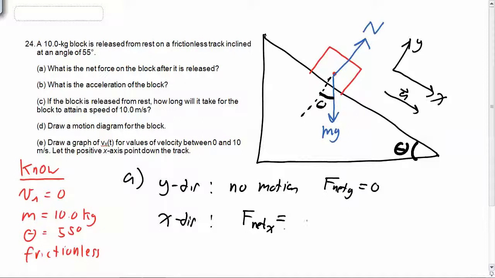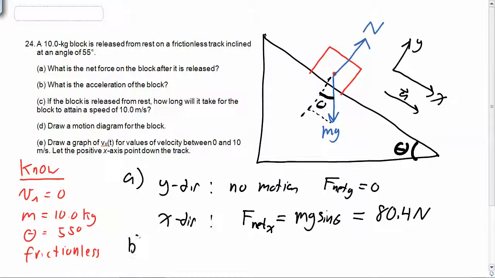So the net force in the x direction would be given by m times g times the sine of theta, because we want to have the shadow of the weight force that is parallel to the incline. So that side of the triangle is opposite to the angle theta. And if we put in the numbers that are given, the mass is 10 kilograms, g is 9.81 meters per second squared, 55 degrees for the angle, we get 80.4 newtons as the net force in the x direction.